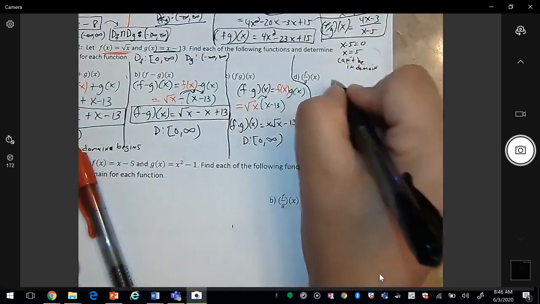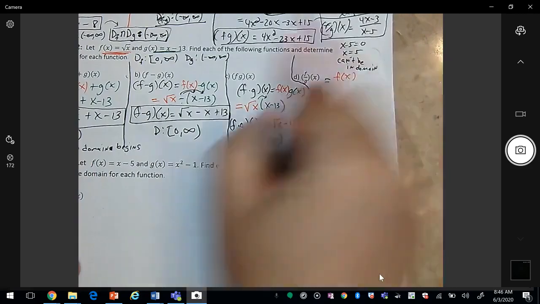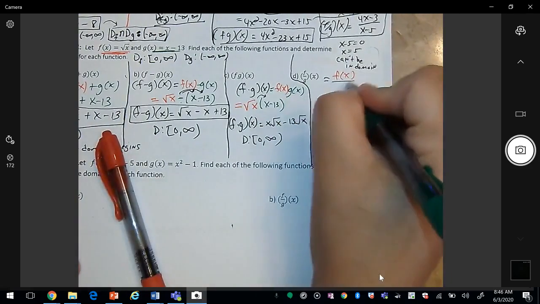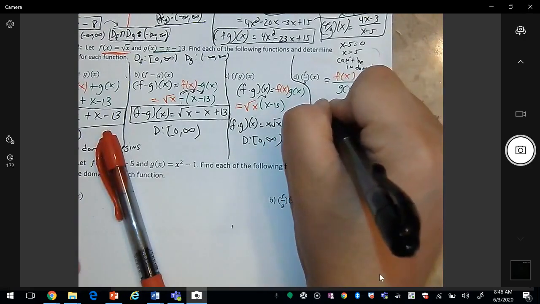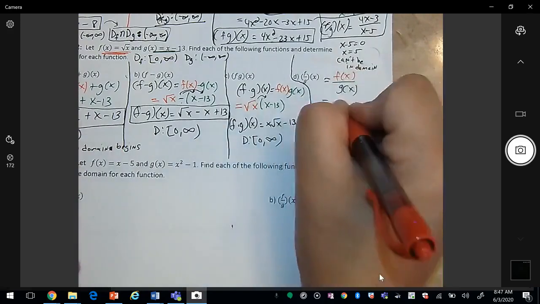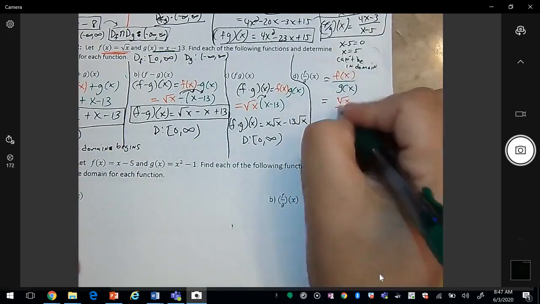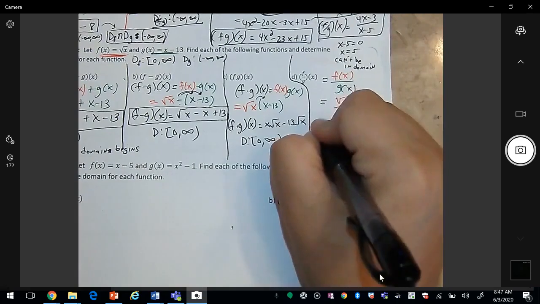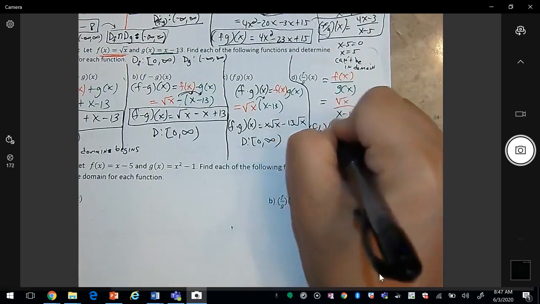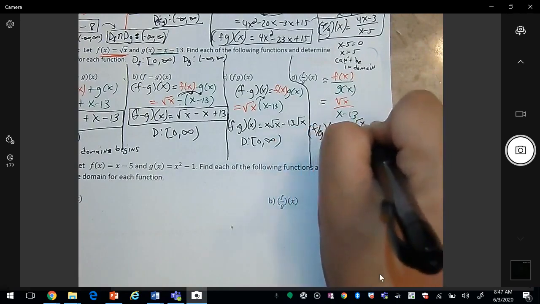And last, we have the quotient. So this would be f of x divided by g of x. So f of x is the square root of x, and g of x is x minus 13. I can't simplify further, so my answer here is the square root of x divided by x minus 13.